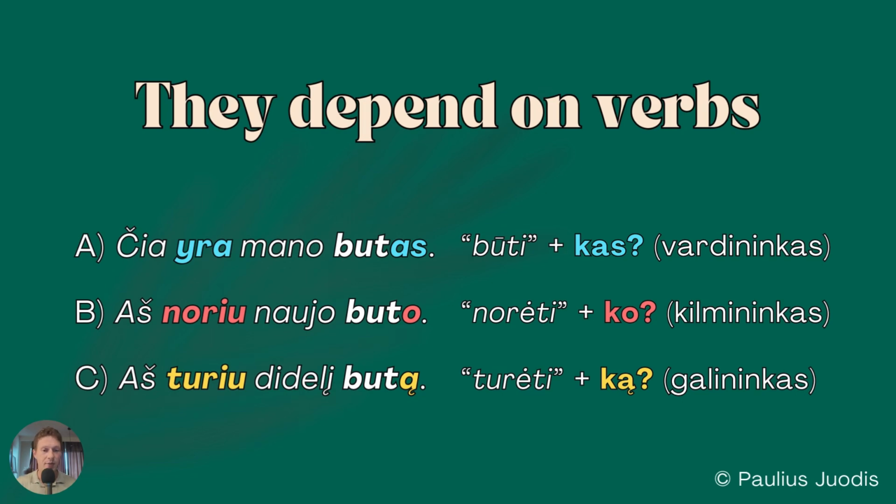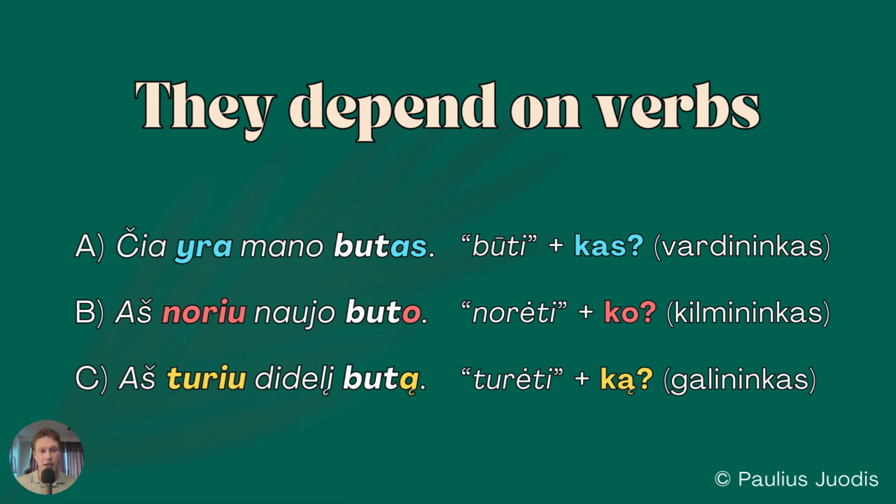So, for example, when you learn būti, you also learn that it's most of the time used with the question word kas and the following case, vardininkas. So, kas čia yra? What's this or what is here? Čia yra mano butas. So, because I'm using the verb yra, I have to use the nominative.